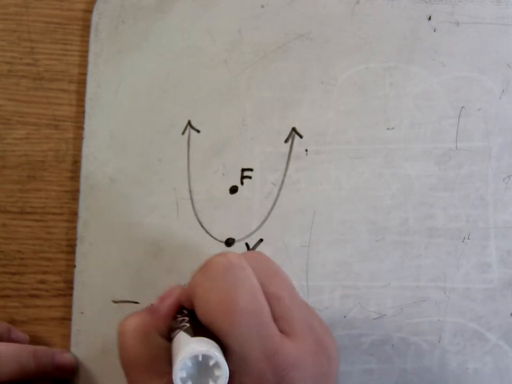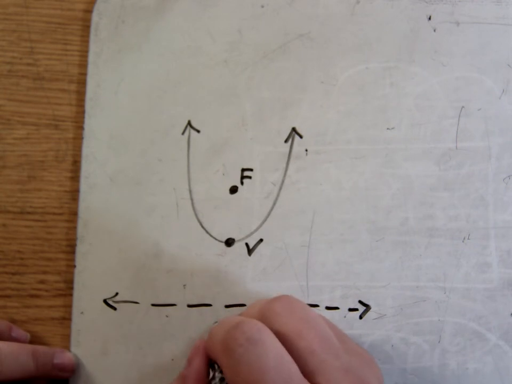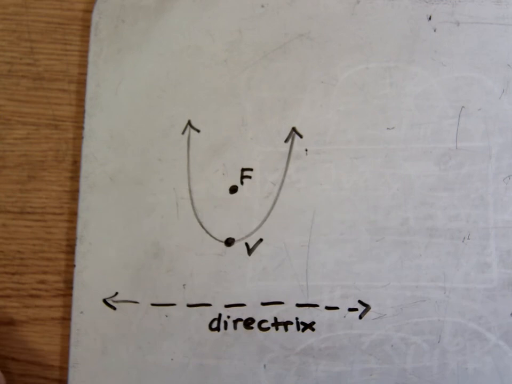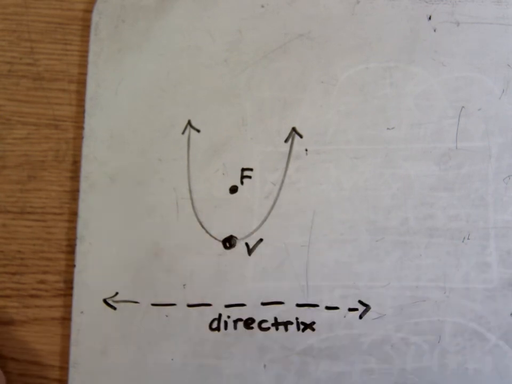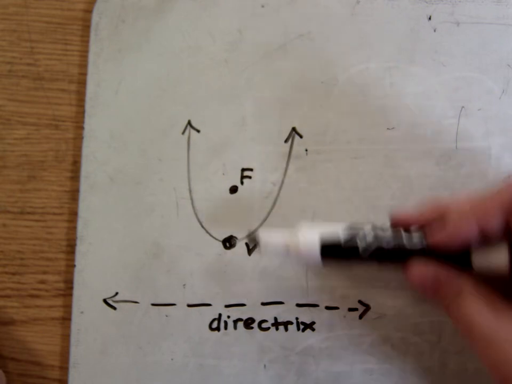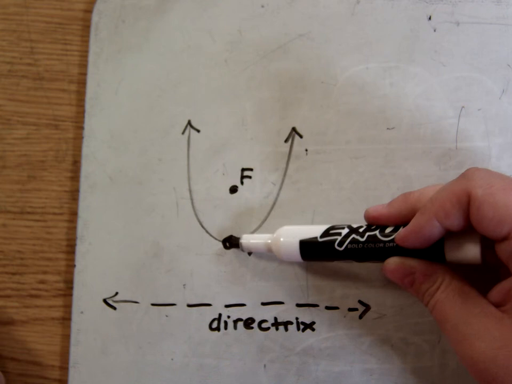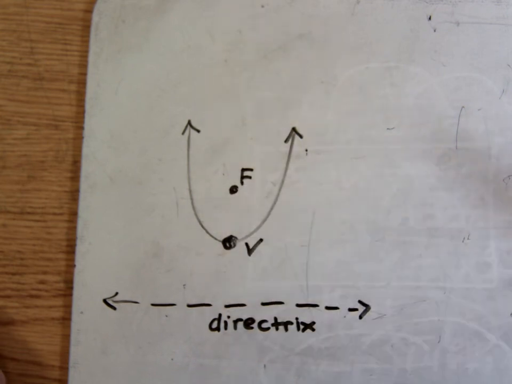All right, here is the directrix. So this imaginary line is the directrix, and there's the focus. The vertex is exactly in the middle between those two. So from here to here, if that's 3, this is 3. If this distance is 6, then this distance is 6. It's exactly in the middle.